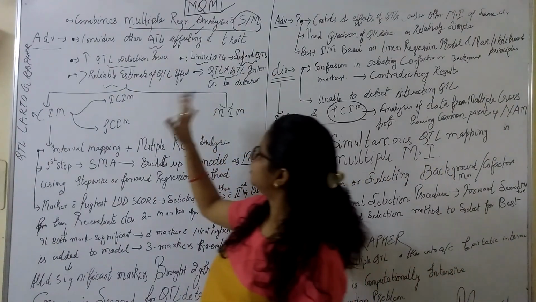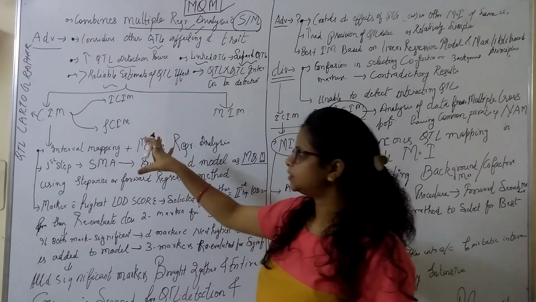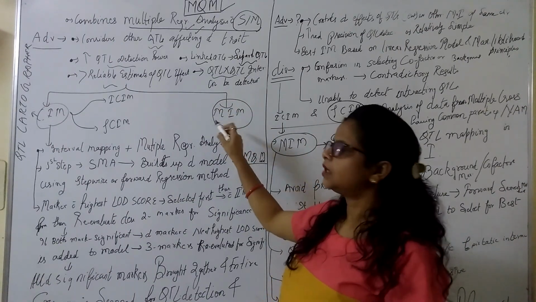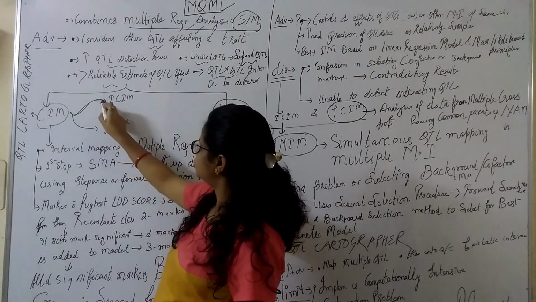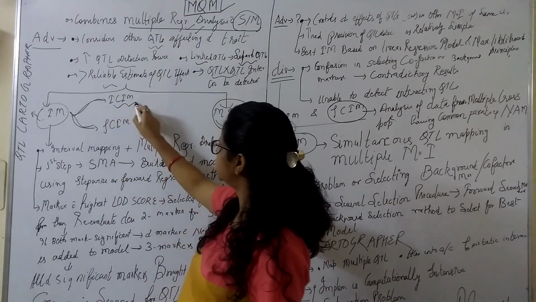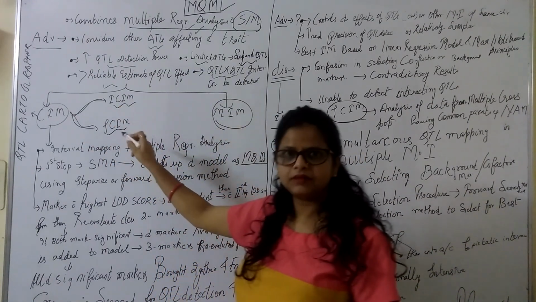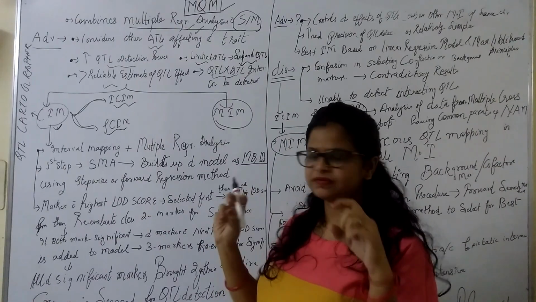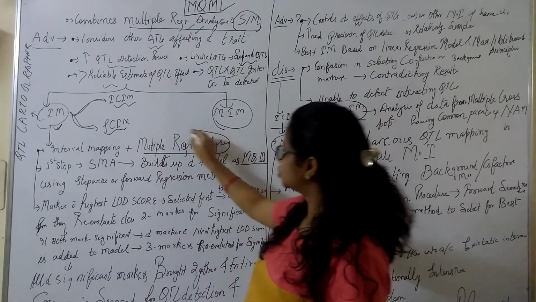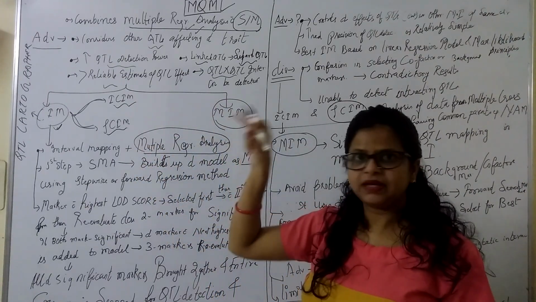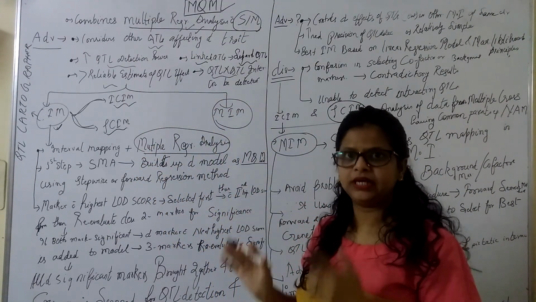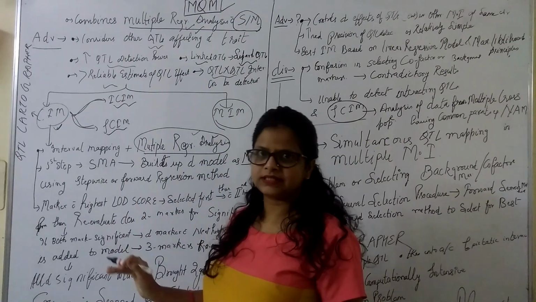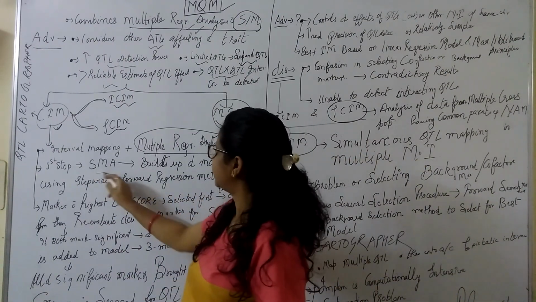Again, this method has two parts: composite interval mapping and multiple interval mapping. Composite interval mapping is further extended in two ways, that is inclusive composite interval mapping and joint composite interval mapping. Composite interval mapping is interval mapping along with multiple regression analysis. Interval mapping, I told you yesterday, simple interval mapping, like that only, along with multiple regression analysis.